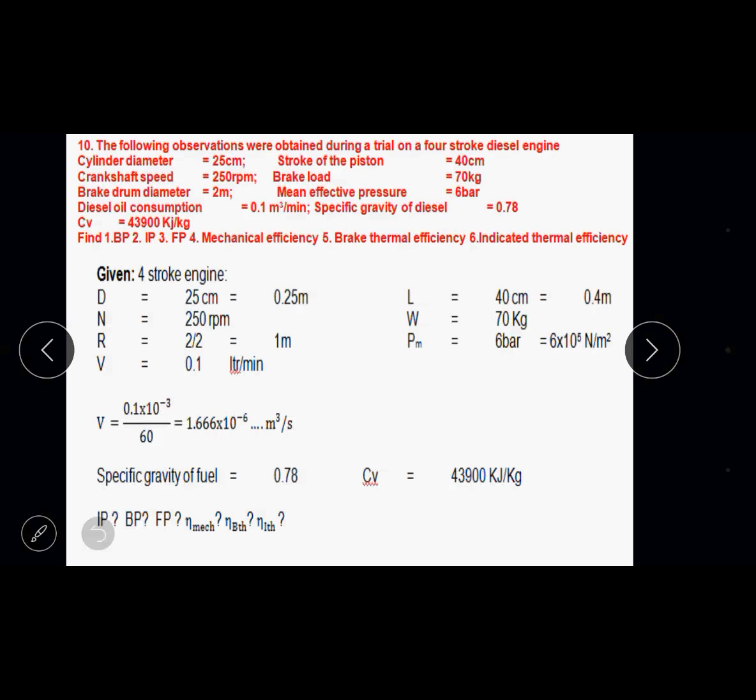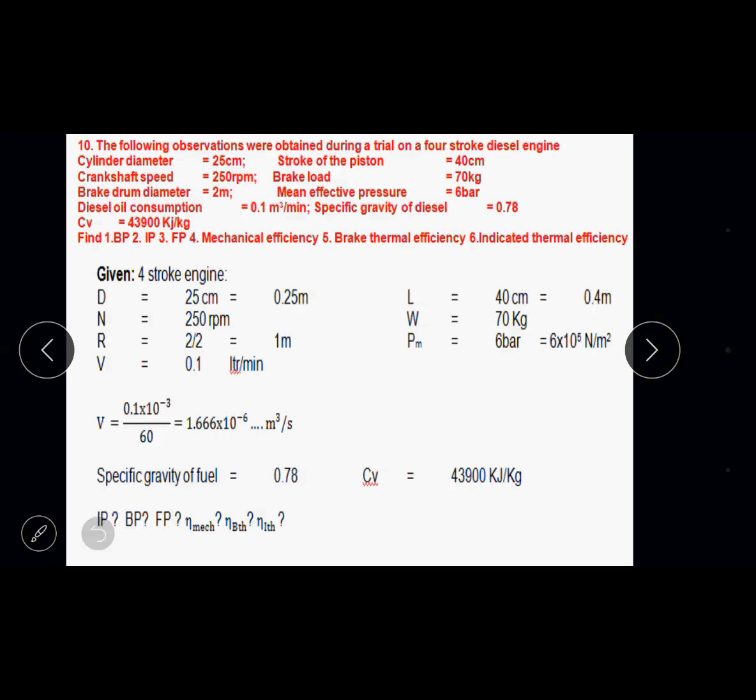So coming to the last problem of this session, problem number 10. It's a very important problem. It covers all the major efficiencies and all the power. So power and efficiencies are covered in problem number 10. The concept of specific gravity, the concept of calorific value of the fuel, the mass flow rate of the fuel, density of the fuel, all this you will come across in problem number 10. So just read the problem number 10.